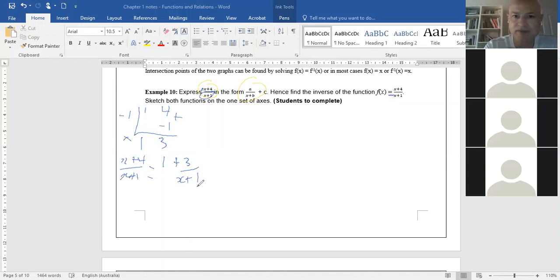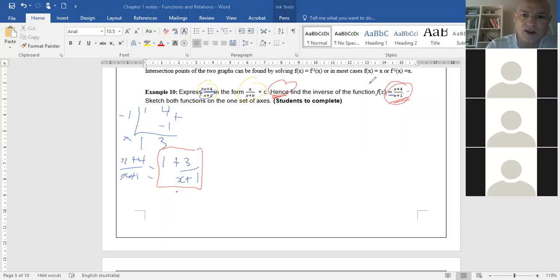So I found it. Then it says, hence, find the inverse of that function. So use what you've just found. And this is easier than trying to do that one there and find the inverse, because we're not going to have 2 y's as we do here. We're only going to have 1 y.